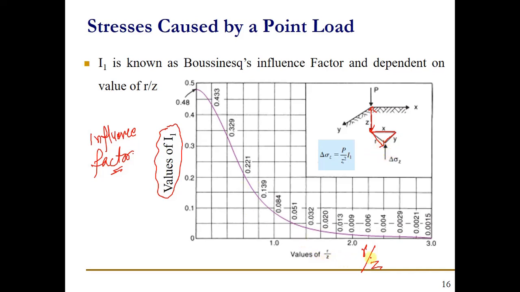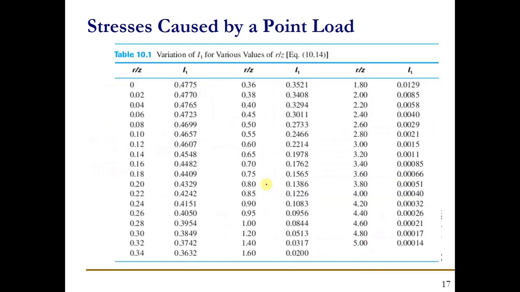Then once you get r by z, for example, if we are getting r by z as 1, then we can find out the I value, which is 0.084. You can also use a table. If it's given for various values of r by z, you will find out the influence factor. For example, for 0.10, the influence factor is 0.4657, and you can multiply that with P by z squared to find out the delta sigma.